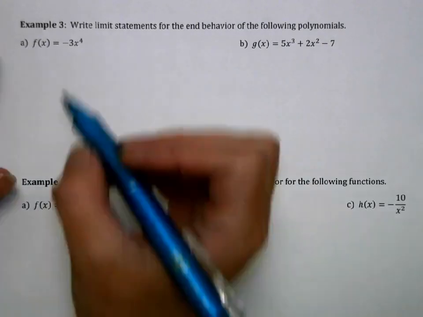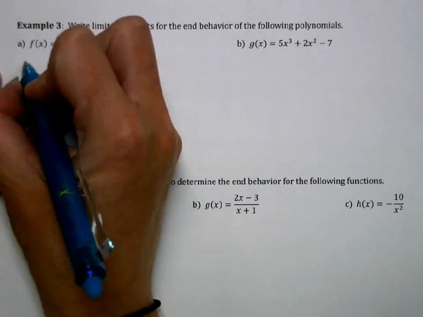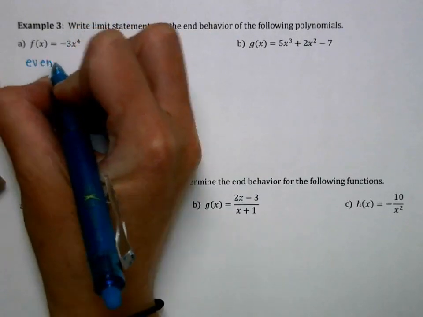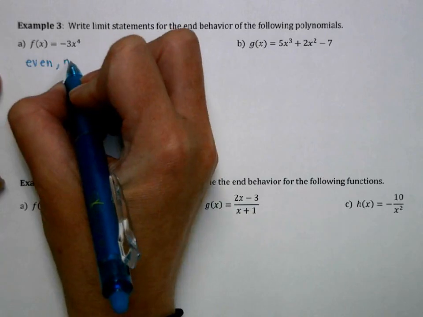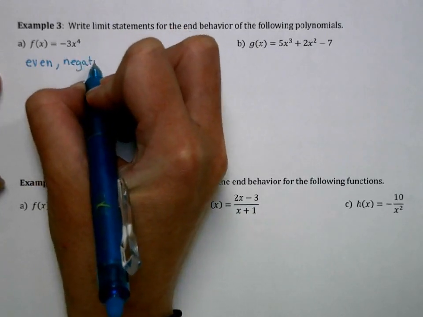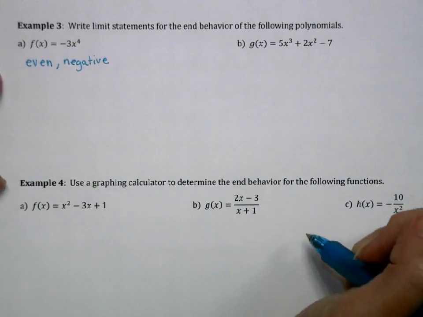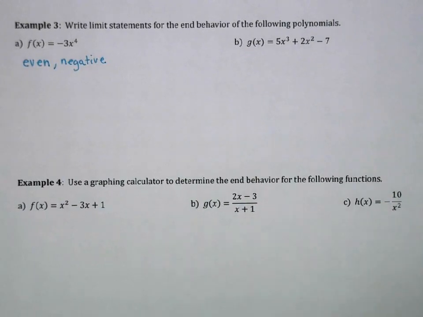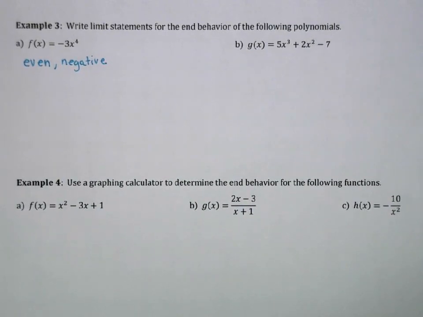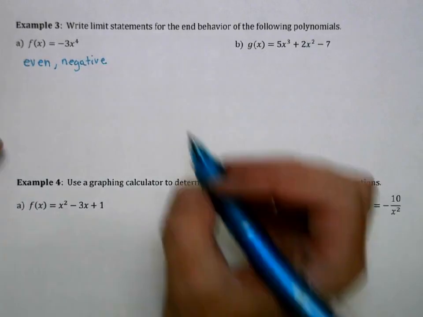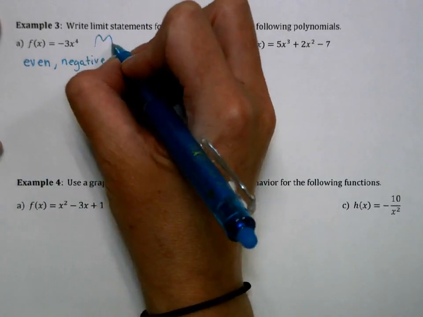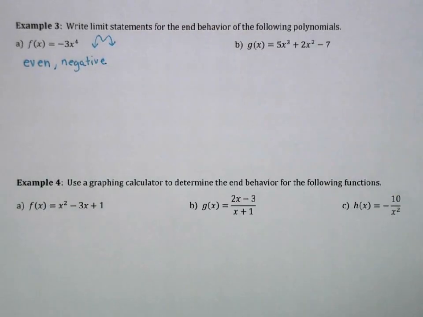the degree is even or odd, and if the leading coefficient is positive or negative. So this one here is an even degree polynomial with a negative leading coefficient. So when you're asked to explain, that's what you're going to say. In my head, I always just jot myself a little graph. Okay, it's an even negative. That means they're going the same, but they're going down. And then I'm going to fill in the limits.